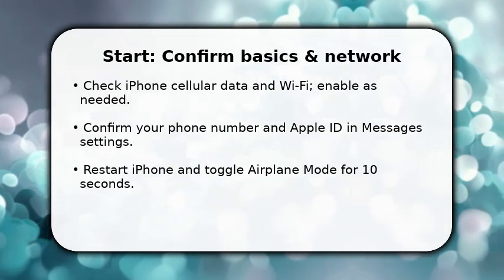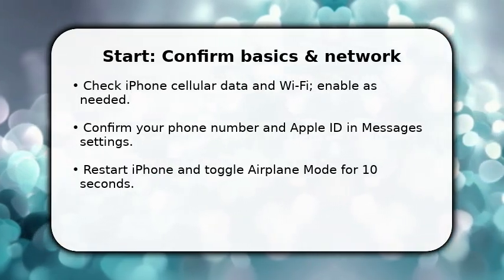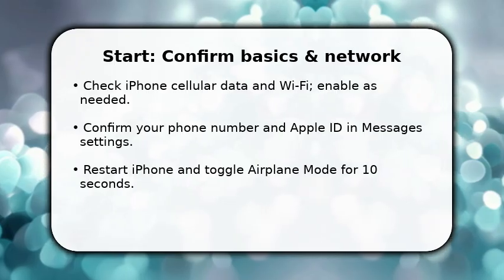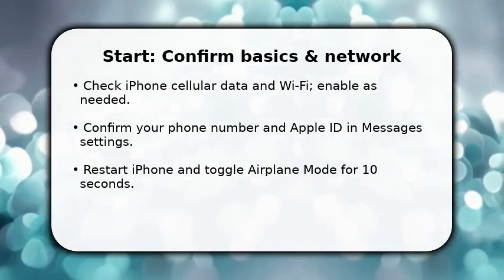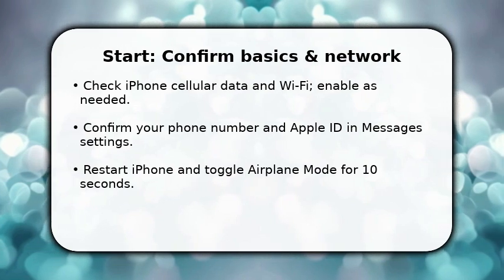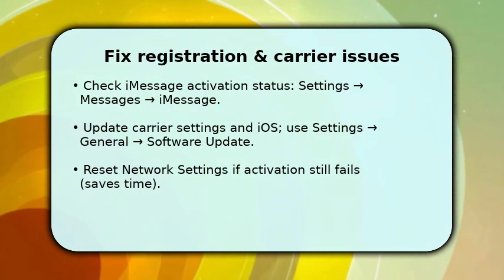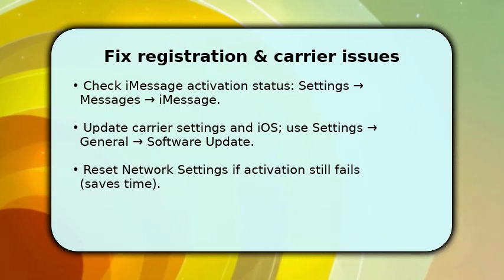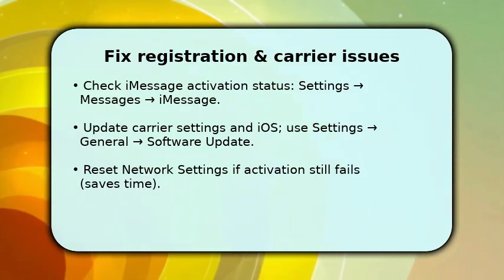Restart the phone and toggle airplane mode for about 10 seconds to force network renegotiation. These quick steps often restore iMessage registration and stop texts from going green. Next, dig into registration and carrier layers because green bubbles mean fallback SMS.